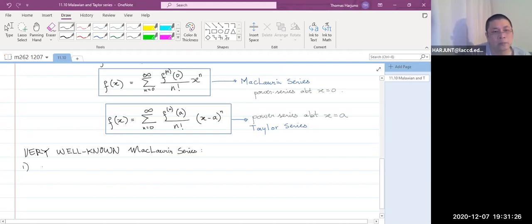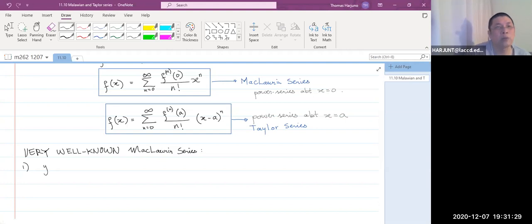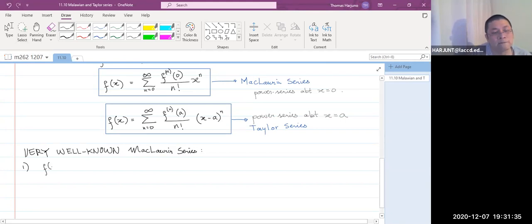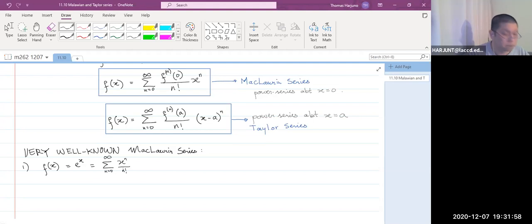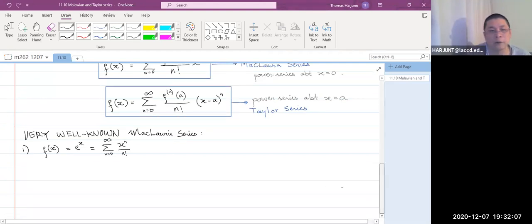is f(x) equals e to the x, that is then represented by the summation from 0 to infinity of x to the n over n factorial. To the point that you should memorize this. Okay, let's see how it is being done.